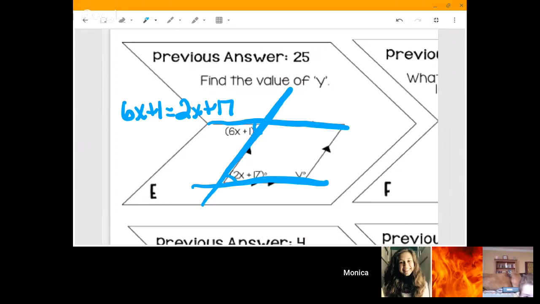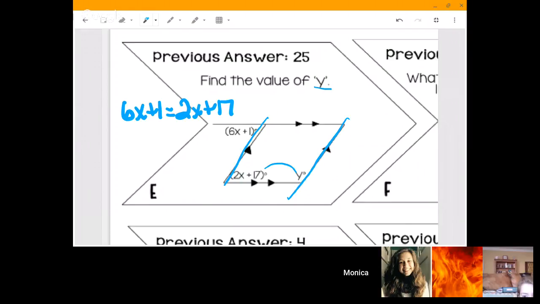Okay. And then for angle y, let me erase these marks a little bit so we can see better. So for angle y, which is what we have to find, right? If we had these two parallel lines, we can see that these two angles would be consecutive interior, right? And what do we know about consecutive interior angles? Yes, they are supplementary. That's correct.